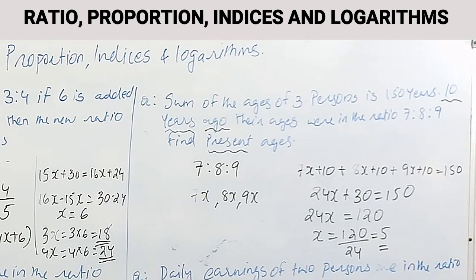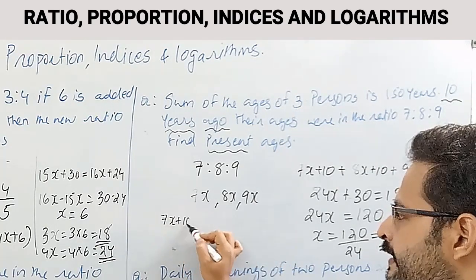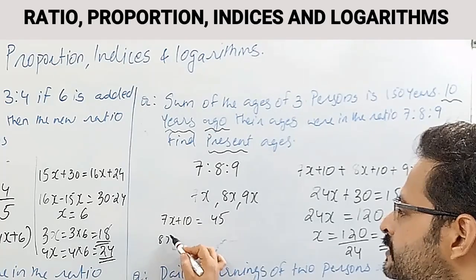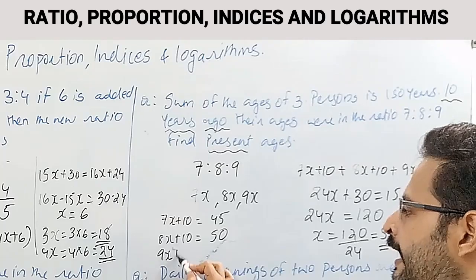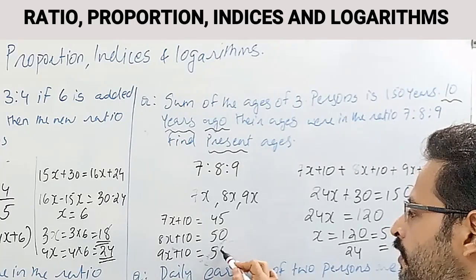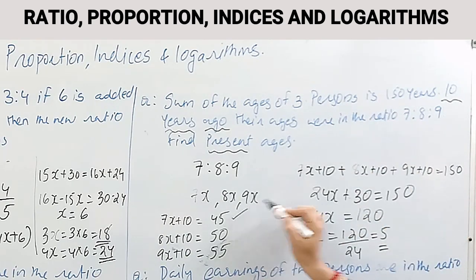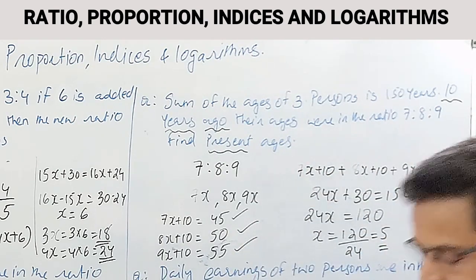Therefore, the ages will be 7x plus 10, that means 35 plus 10, 45. 8x plus 10, 40 plus 10, 50. 9x plus 10, 45 plus 10, 55. Therefore, the present ages of the 3 persons are 45 years, 50 years and 55 years. The sum is 150.